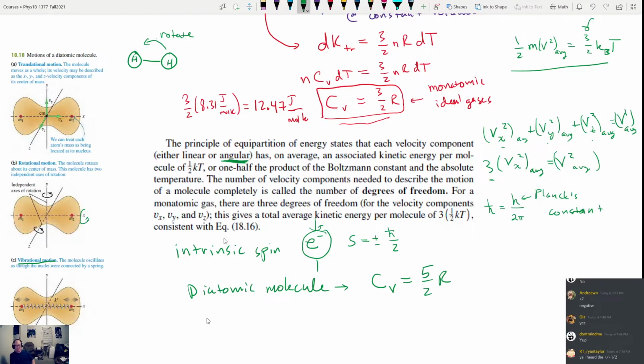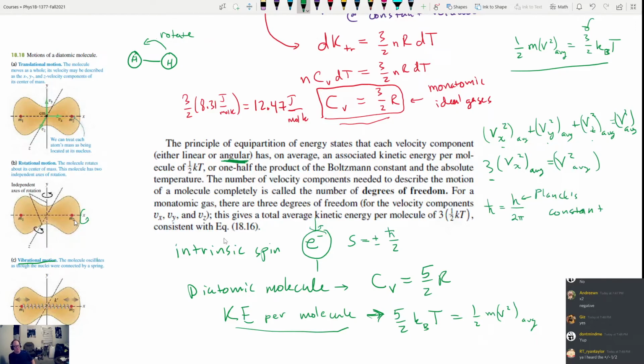Another thing we could say is that if we wanted to know the kinetic energy per molecule for a diatomic molecule, I think you would have 5/2 kT. That's what I take away from reading this, and that's what I remember from the classes I took. So, something to think about: for a diatomic molecule, the kinetic energy per molecule is going to be 5/2 kT because it has these additional degrees of freedom.